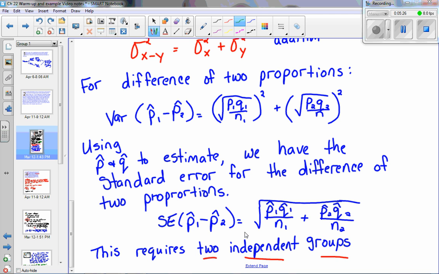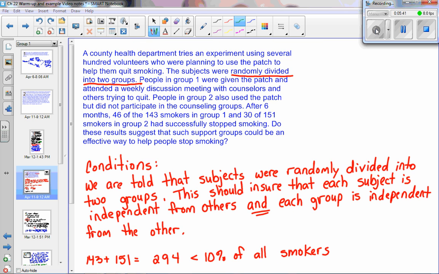So here's the formula. You will find this formula on your yellow sheet, so you might want to take a look there on page 2 that I gave you. But again, our conditions require two independent groups. So for our problem, let's make sure the conditions are satisfied.